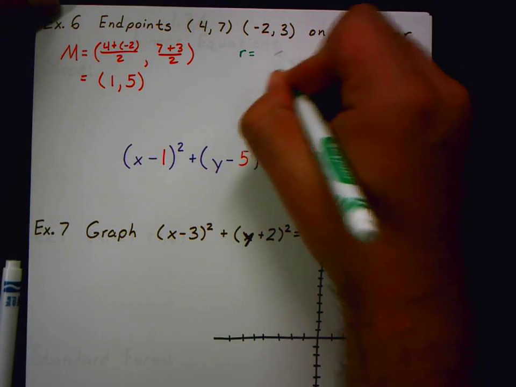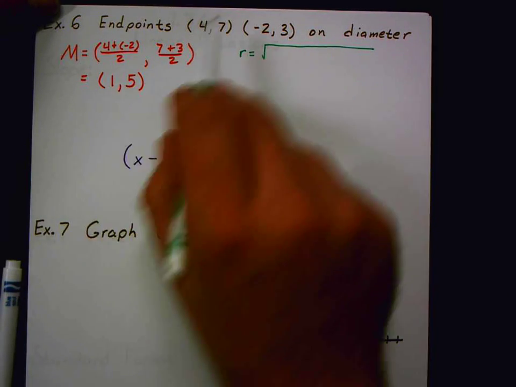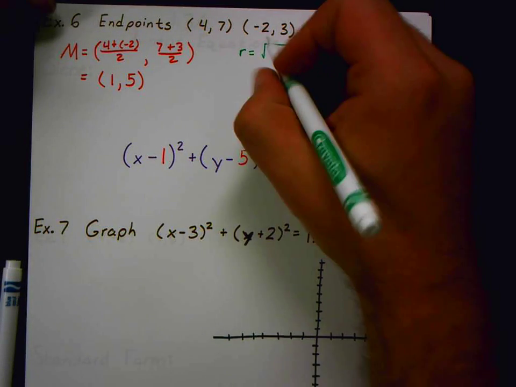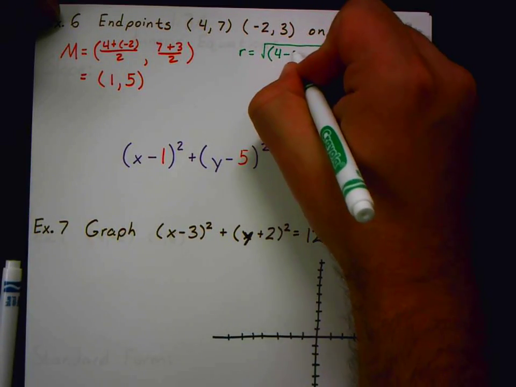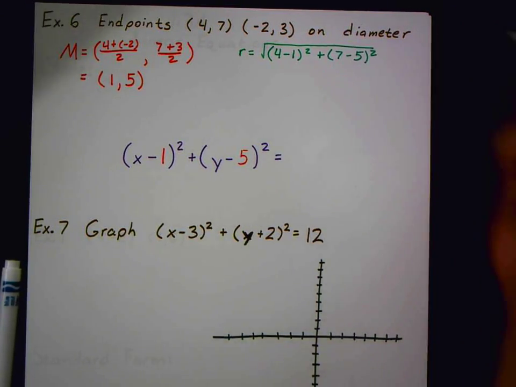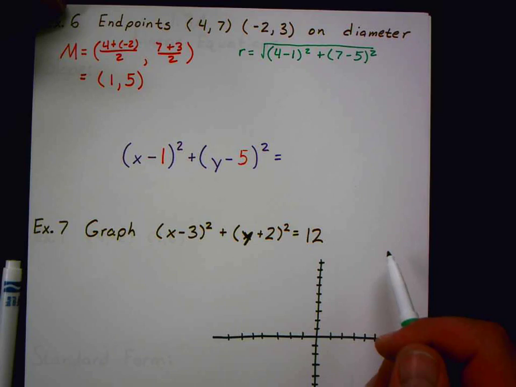How would you get it using the midpoint? Using the midpoint, you just use this and one of those points, and that's automatically your radius, because your radius is the distance from the center to the outside. So you could take any of these numbers. So I would take 4 minus 1 squared plus 7 minus 5 squared. And that's my radius, because it's the distance from the center to the outside. Or again, you could do the diameter and then just divide it by 2.